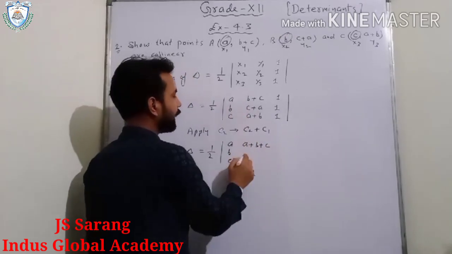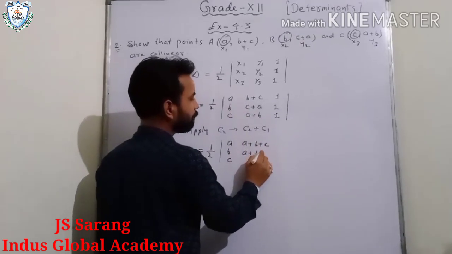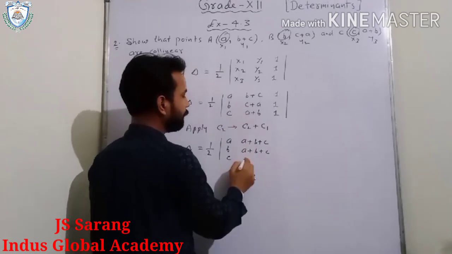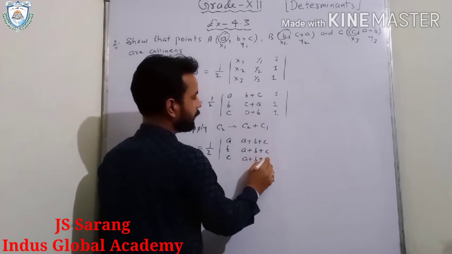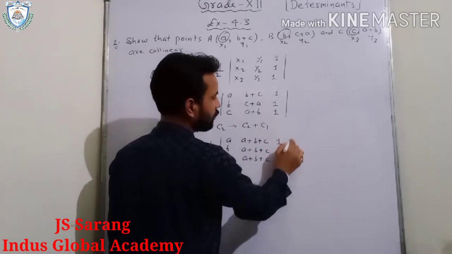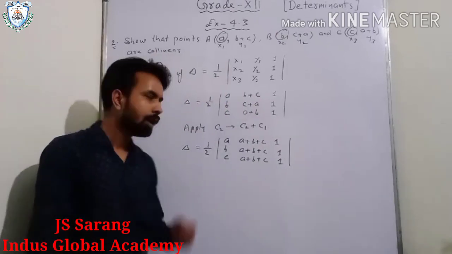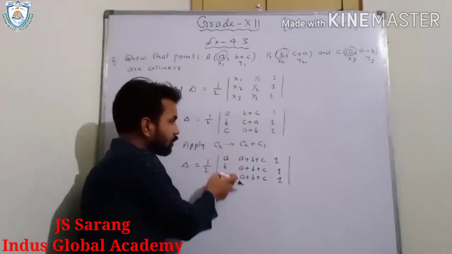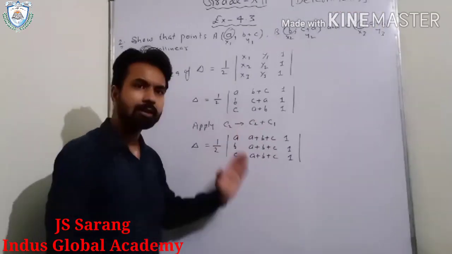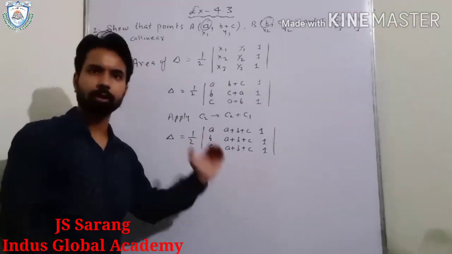Here also we will get A plus B plus C. In the third row we will also get A plus B plus C. And the third column will also remain the same, that is 1, 1 and 1. Clear? Now see, here all the elements of the second column are the same. So we can take A plus B plus C as common from the second column, or not?